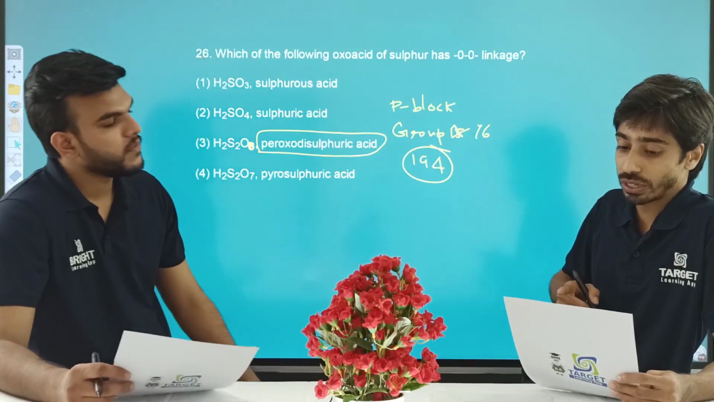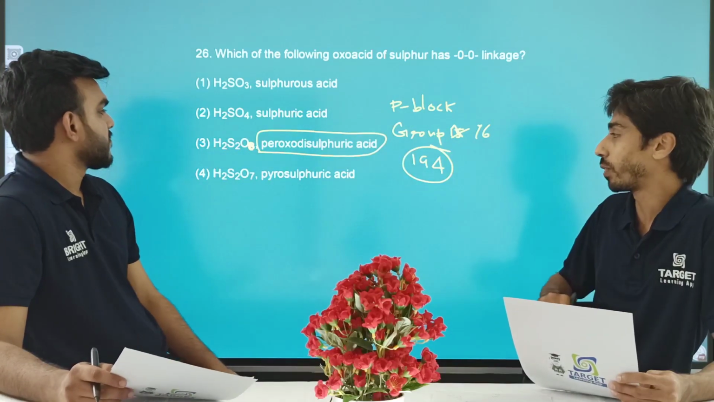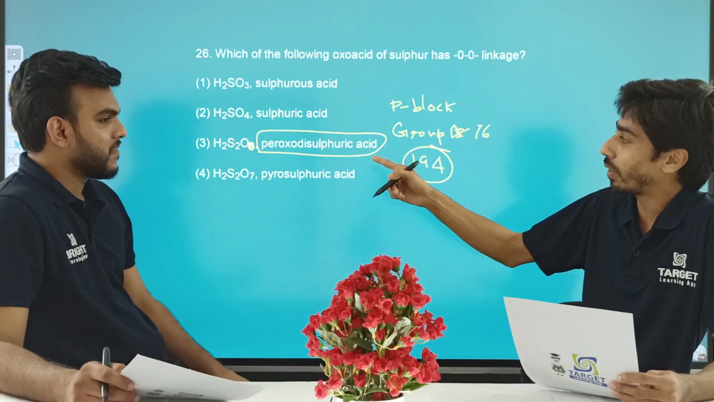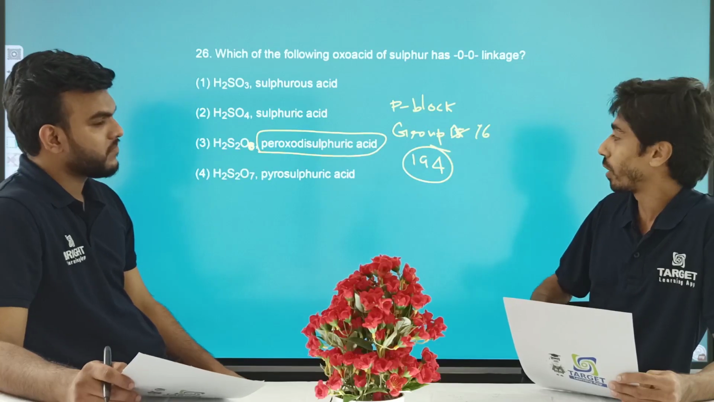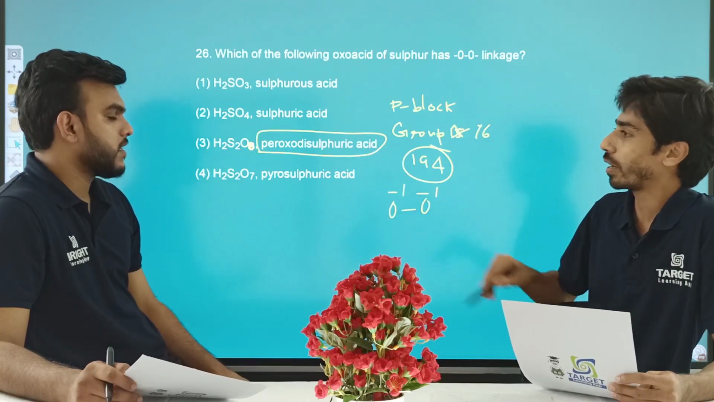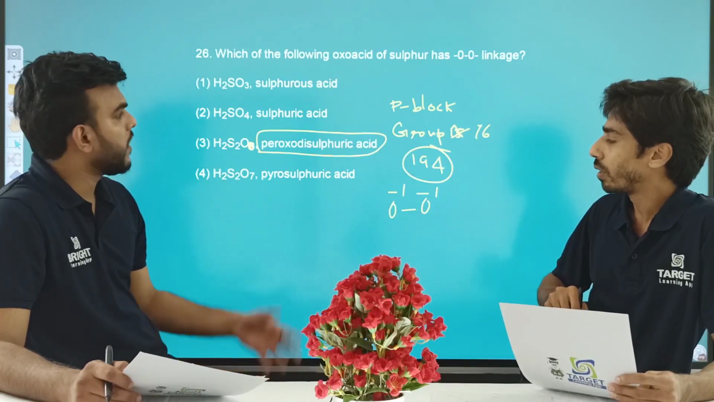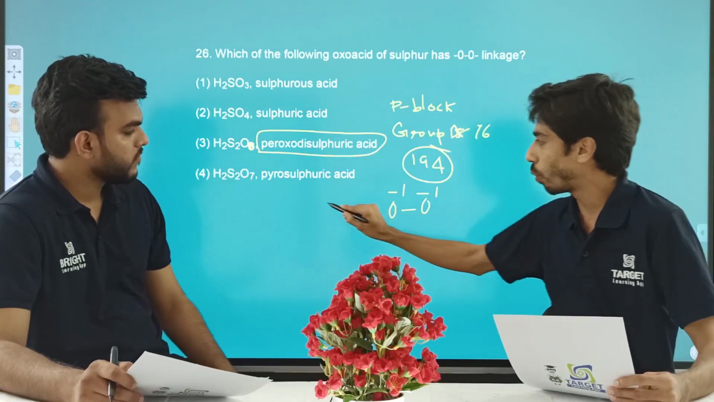This is also a question where students often get confused in calculating the oxidation state of sulfur. If they calculate, they'll end with a result of +7, because they don't know that for an oxygen single bonded to oxygen, we have to consider -1 for oxygen. This concept is also studied in redox reactions. So it has an S-O-O-S bond.